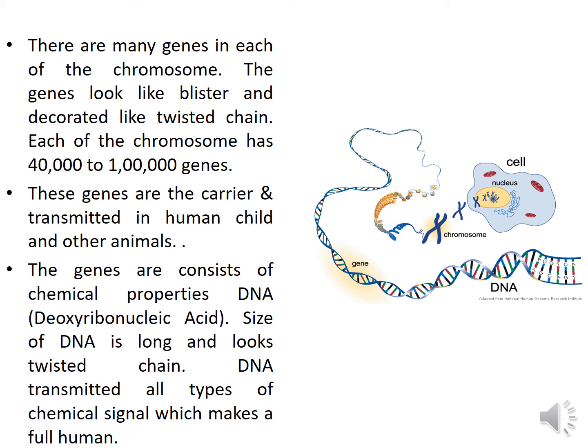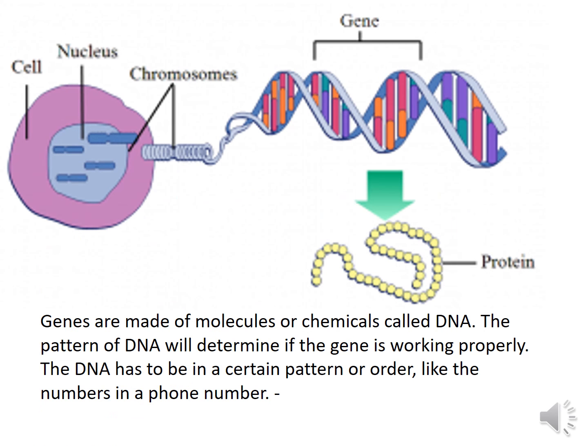The genes consist of chemical substances like DNA, that means deoxyribonucleic acid. The DNA is long and looks like a twisted chain. DNA transmits all types of chemical signals which make a full human. Let's see, this is the gene.